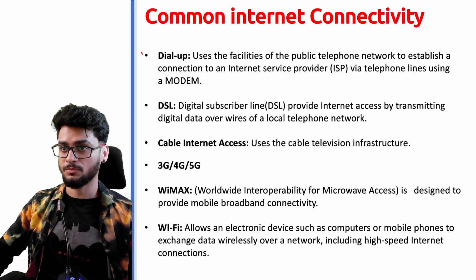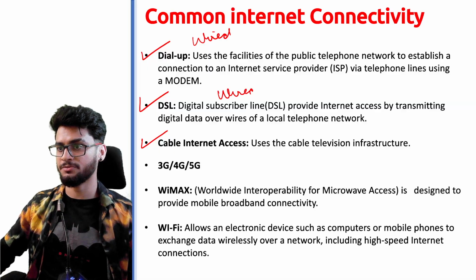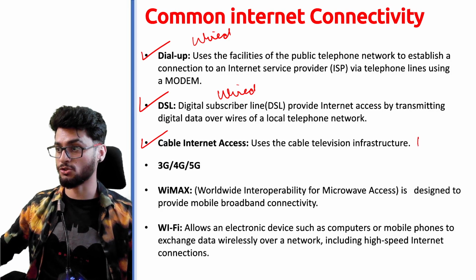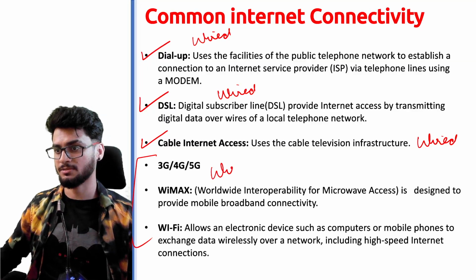So these are some of the common internet connectivity. Dial-up is a wired connection. DSL is again a wired connection. Cable internet access is also wired. And these three are wireless.